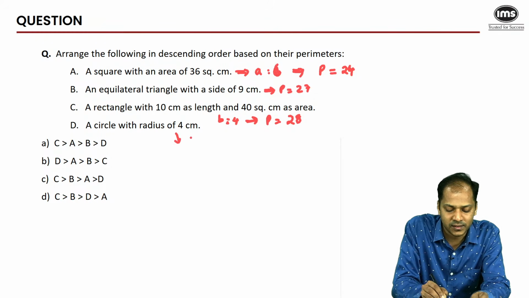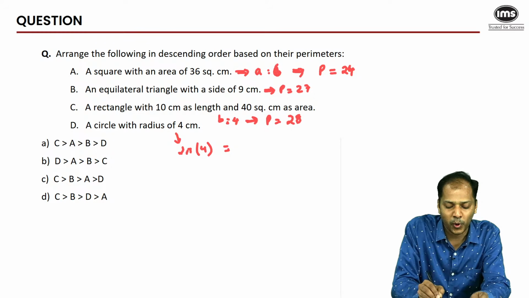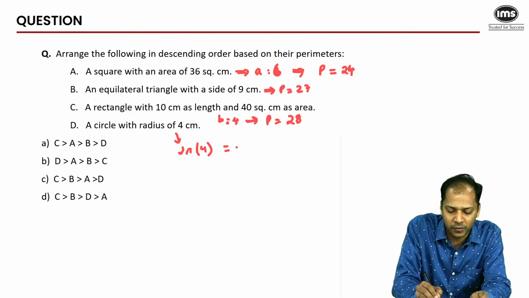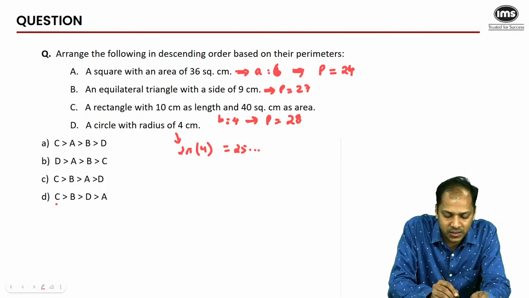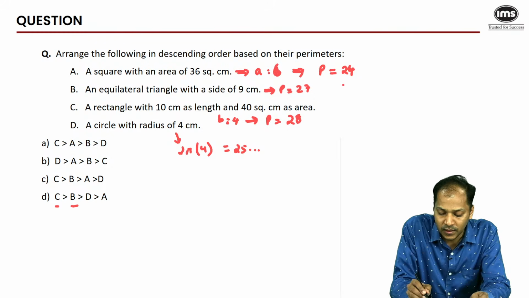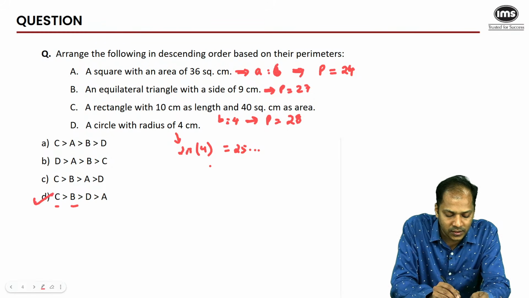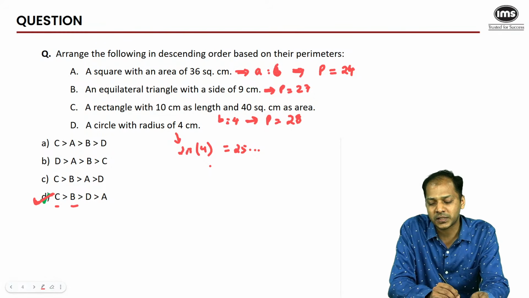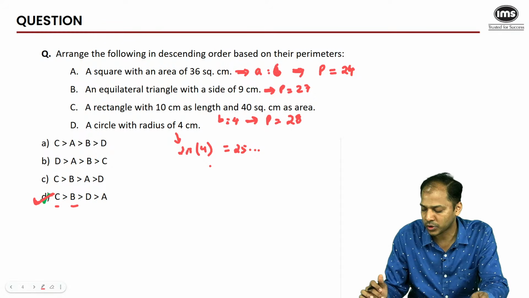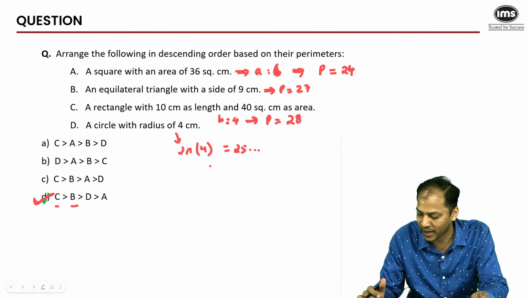As far as the circle is concerned, it is 2 pi r, and the radius is 4, so 2 pi into 4. 6.28 into 4, 6 into 4 is 24, so approximately 25 point something. Now the perimeters in descending order: the largest first, C, then B, then D, and then A. The correct answer to this question is option D. Okay, let's move ahead to the next question. This was a pretty straightforward one. If you have any doubts or queries, you can keep putting them in the chat.